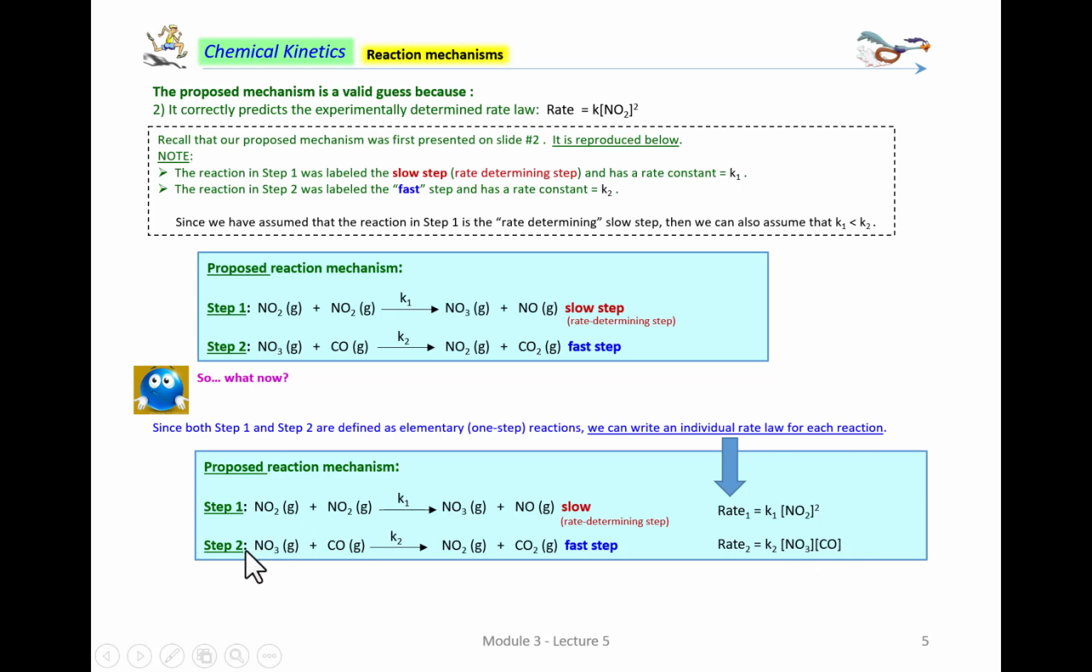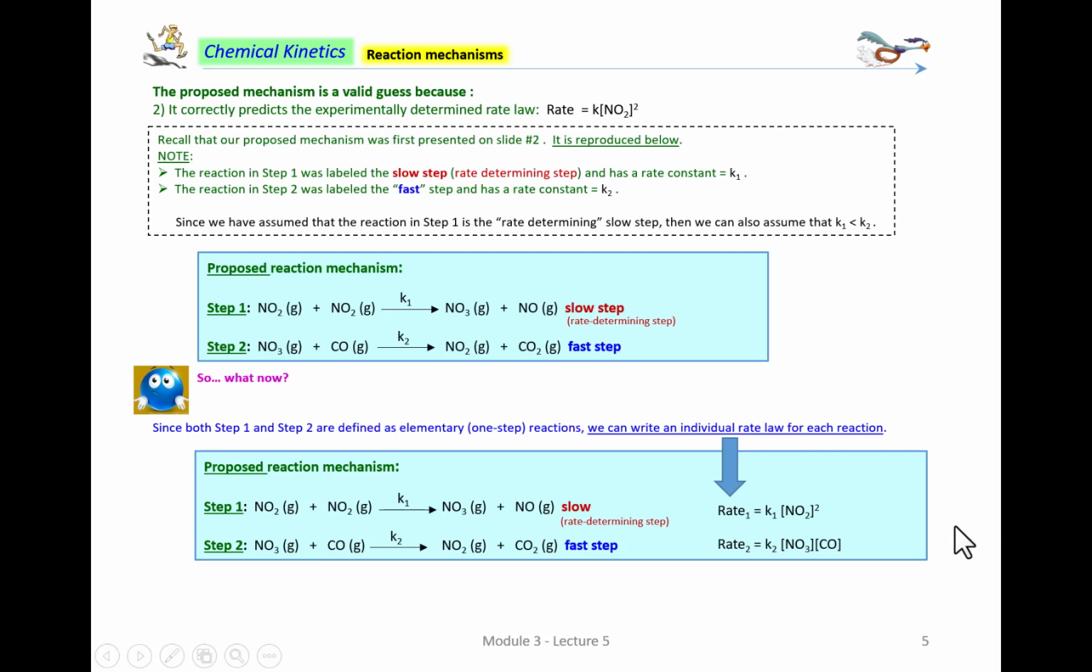For step 2, we have NO3 reacting with CO, and so we can write a rate law for that reaction. For step 2, the rate of step 2 equals K2, the rate constant for step 2, times the first power of the concentration of NO3, because there's a 1 in front of the NO3 here, a coefficient of 1, and the first power of CO, because there's a 1 in front of the CO.